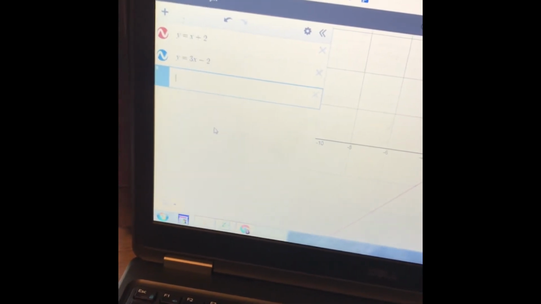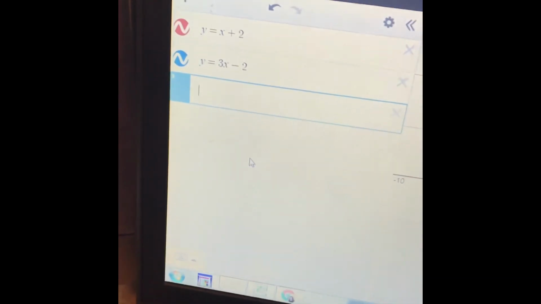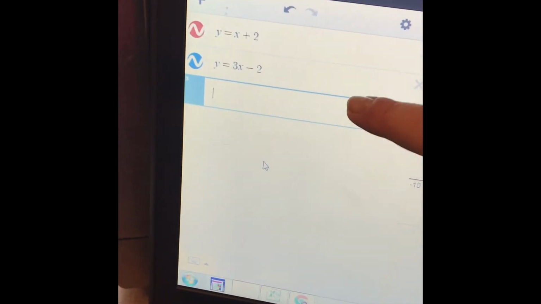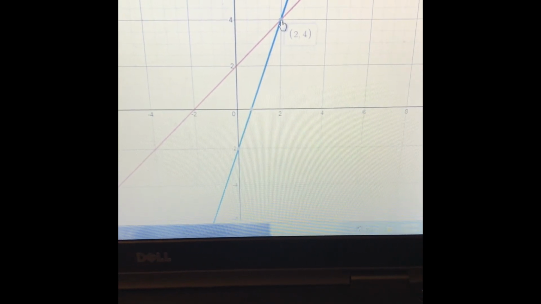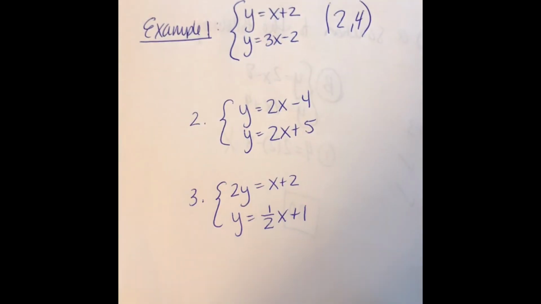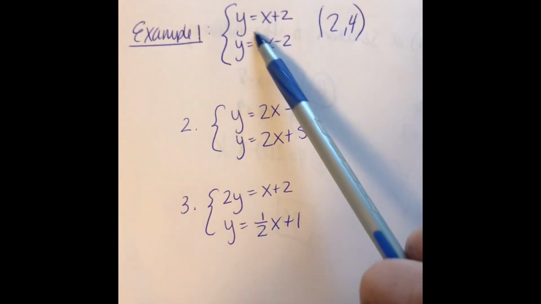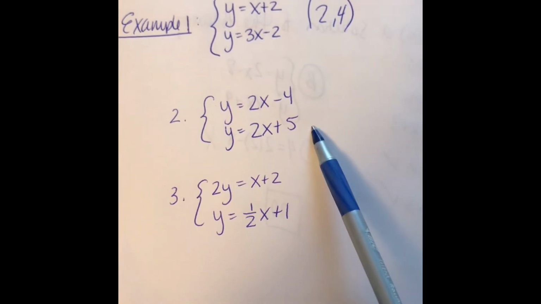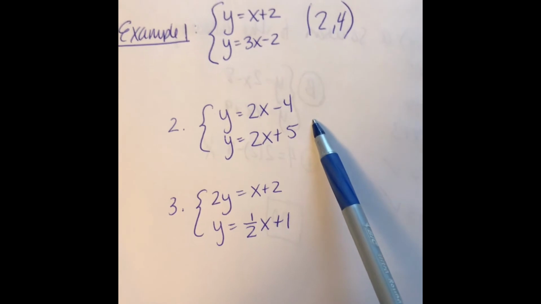Or if you hit enter, it'll come up with another one. It'll show that the first equation is in red, the second equation is in blue, and there it is graphed for you. In order to come up with the point where they intersect, if you touch it with your mouse, there it is, (2, 4). Awesome job. So we know that for our first one, our solution is (2, 4). Now I'm only going to use Desmos for the last two.